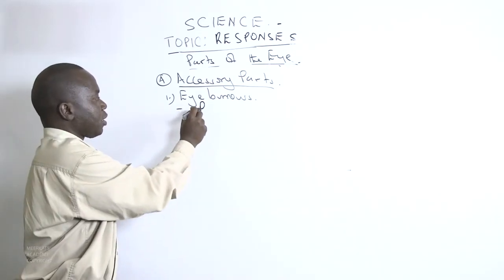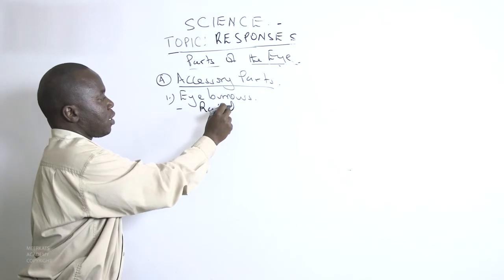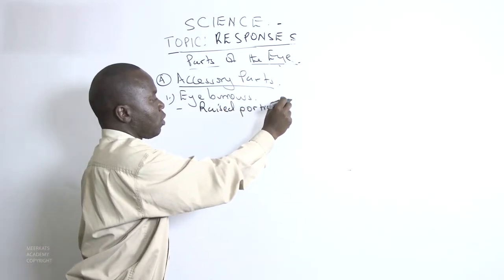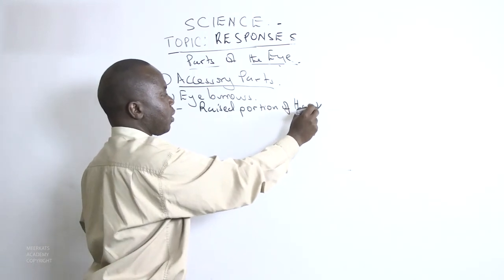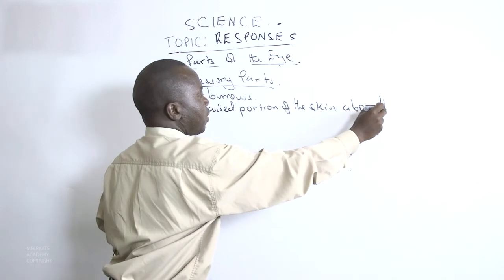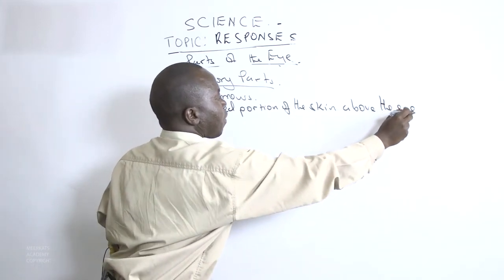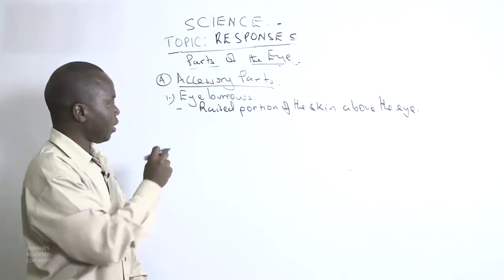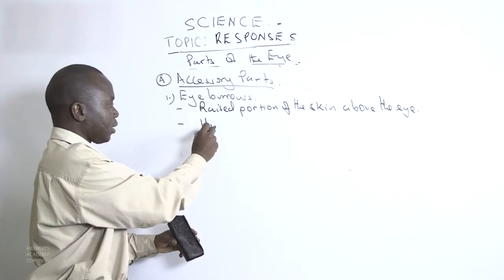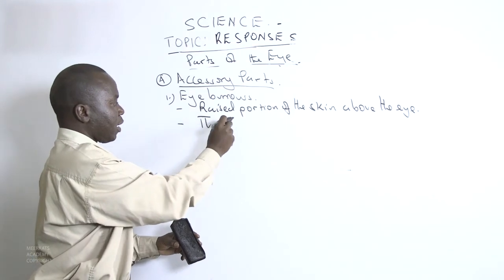So this is the raised portion of the skin above the eye. But one major feature of these eyebrows is that they have thick hairs.